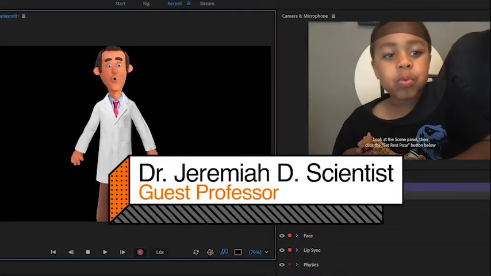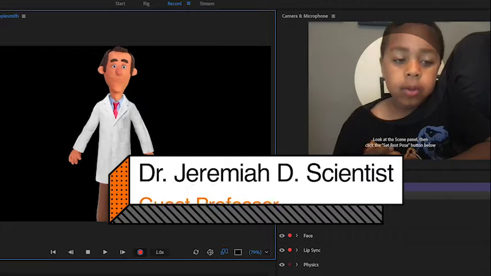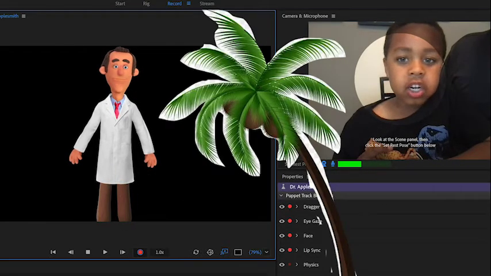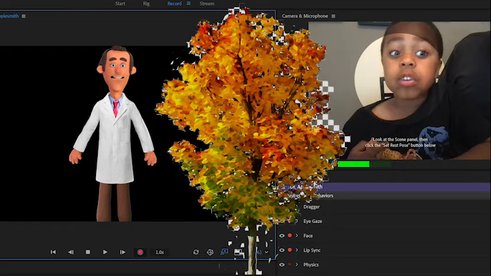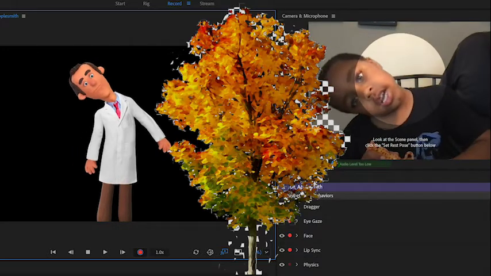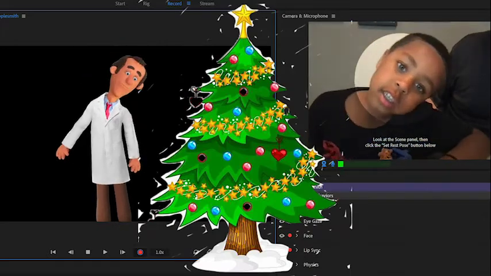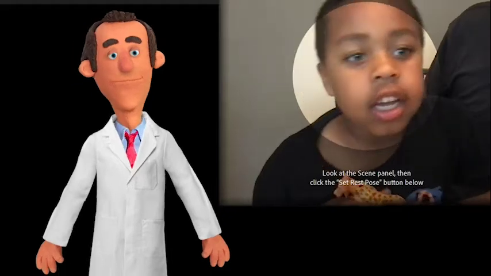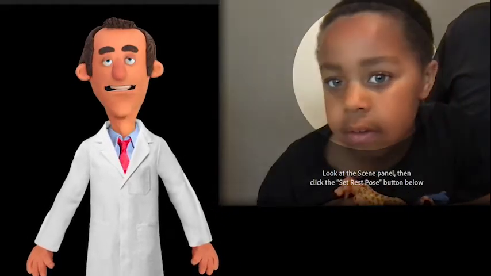What do you picture when I say the word tree? Do you picture a coconut tree? Do you picture a climbing tree? Or do you picture a normal tree? Or a Christmas tree? Can I see any nods here, students?